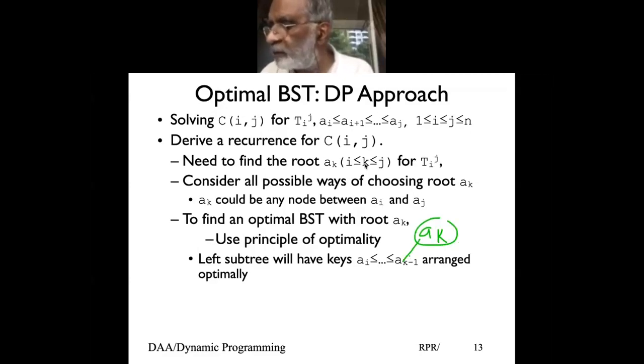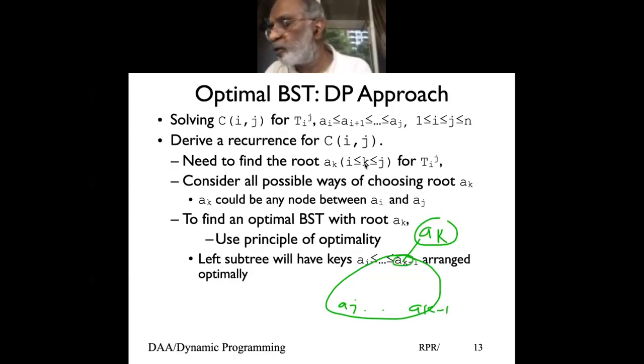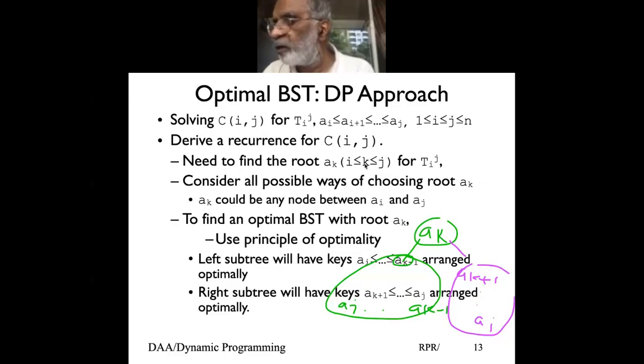So essentially, we look at the principle of optimality. If my root is Ak, then I have a left side. This has nodes Ai to Ak minus 1, and there will be some root there, and whatever that root is, that root will also follow the same structure. This tree would be optimal. Similarly, my right tree would have nodes from Ak plus 1 up to Aj, and there again this would be an optimal subtree, and based upon that we build our calculations. That's what we'll look at.